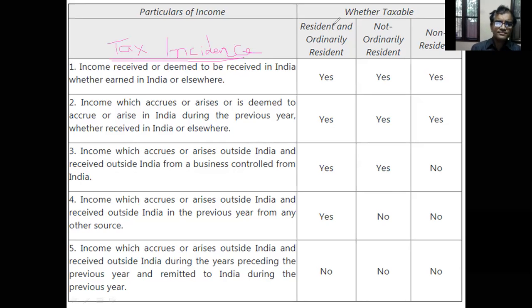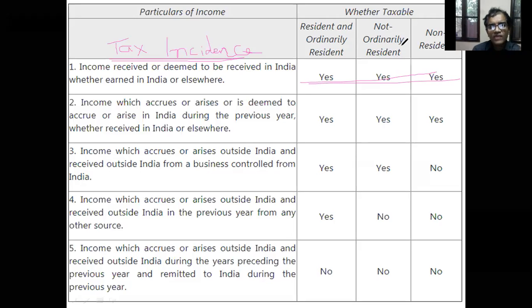Normally speaking, this holds good for individuals. Let us just go through it, whether taxable or not. Income received, see, Indian income or foreign income, both are taxable for an Indian company. Whereas, simply speaking, if it is a foreign company, they will pay tax on only Indian incomes. That's all. On foreign incomes, they are not liable to pay tax.